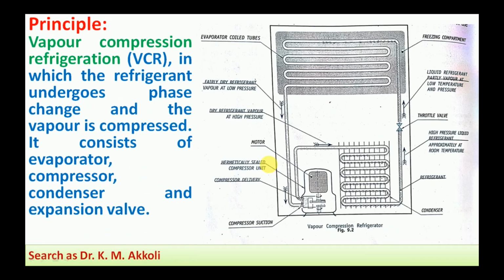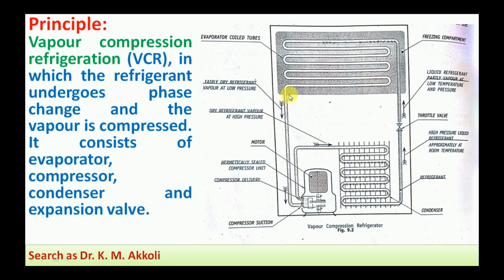Moving to the next, first we will take the principle. In vapor compression refrigeration, the refrigerant undergoes a phase change, from liquid to vapor and vapor to liquid. Also, the vapor is compressed by the compressor. That's why it is called vapor compression refrigeration. It consists of an evaporator, compressor, condenser and expansion valve.